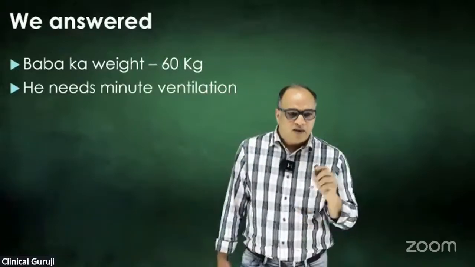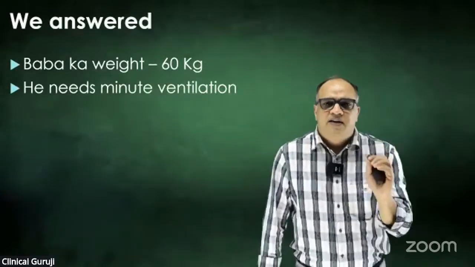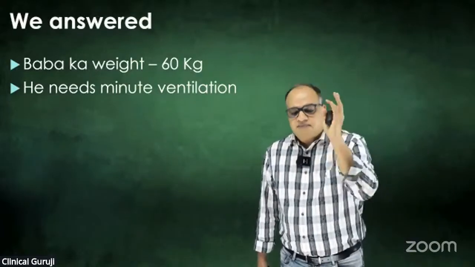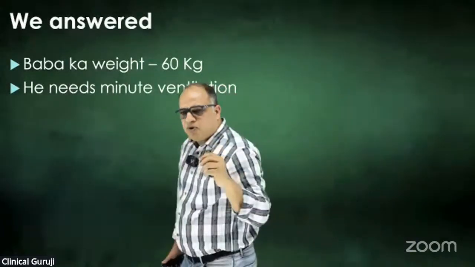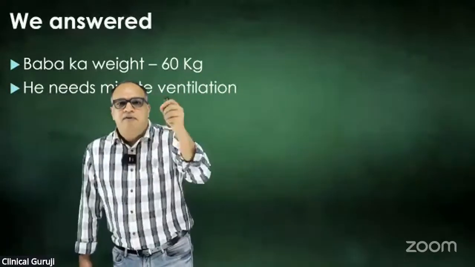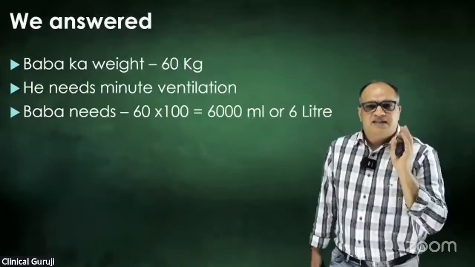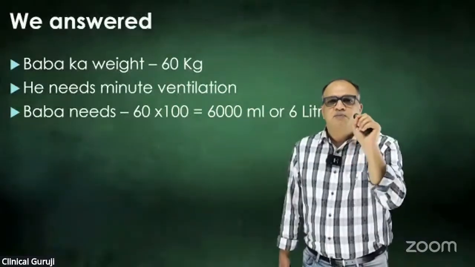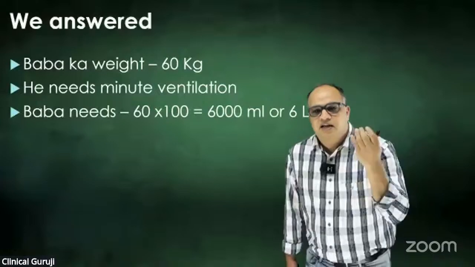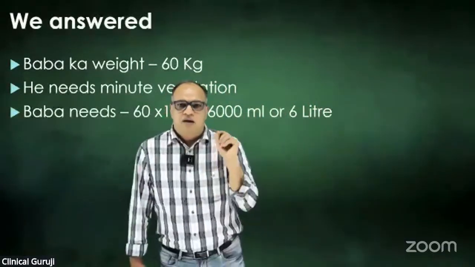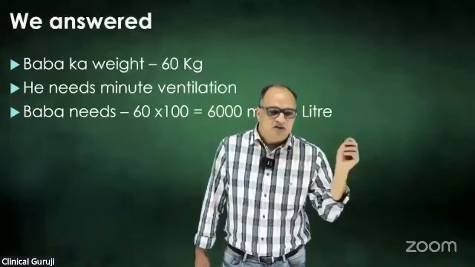How much minute ventilation do we give? The calculation is very easy. You just put a dot in between his weight. Like his weight is 60 kg. So you give him 6.0 liters or 6000 ml of minute ventilation. Fair? Now, how will you give 6 liters of minute ventilation?